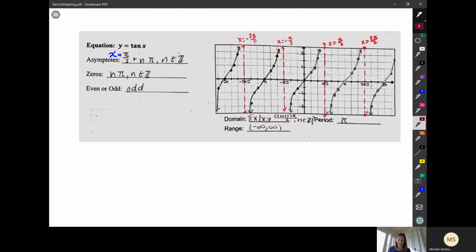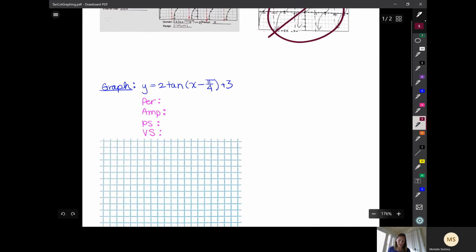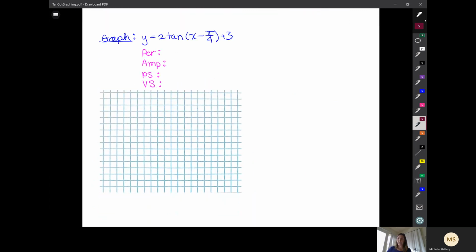Okay, so let's take a look at a graph so we can learn how to graph transformations of tangent functions. And let's start with this example here. So here we have this function, y equals 2 tangent of x minus pi over 4 plus 3. We can start by finding out the information that's critical to the graph. As we've done before, we've done period, amplitude, phase shift, and vertical shift.